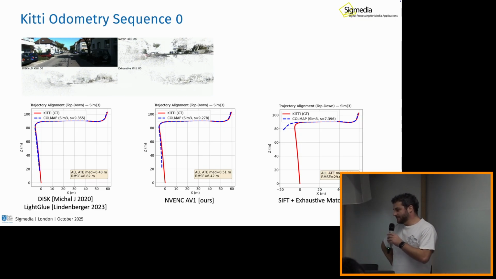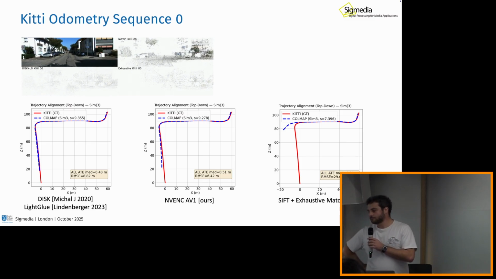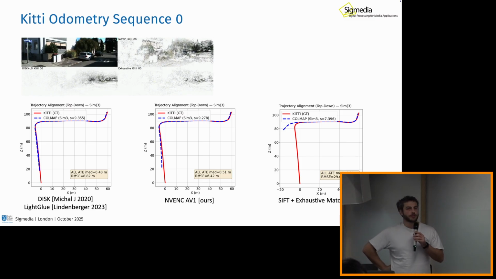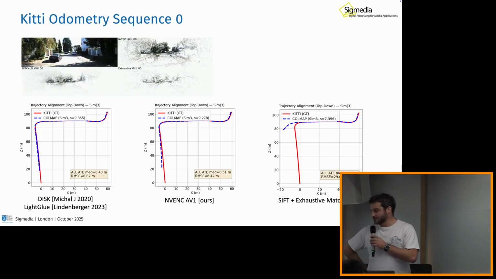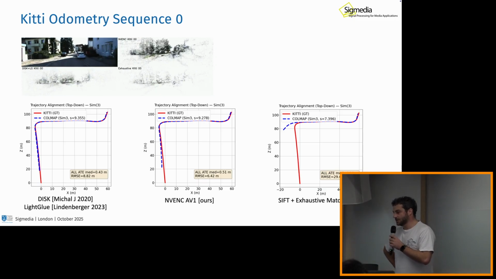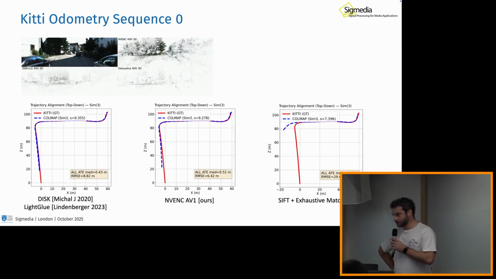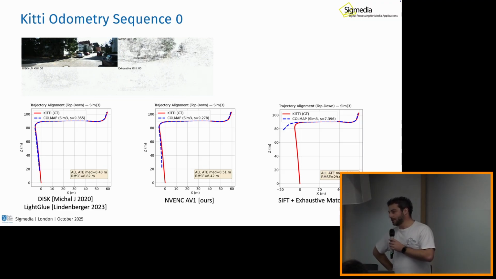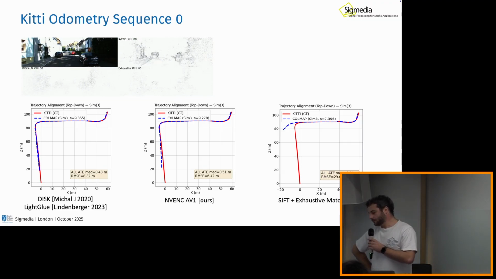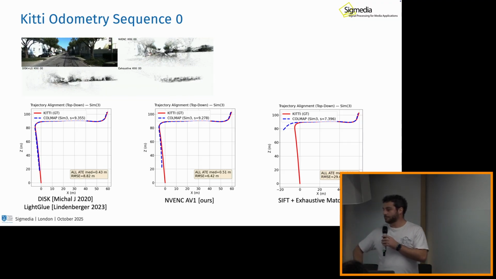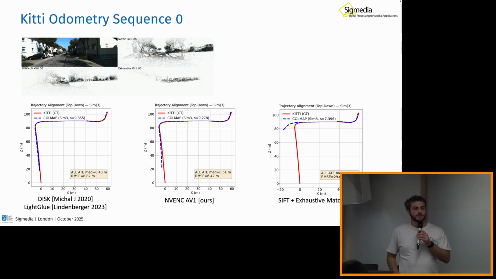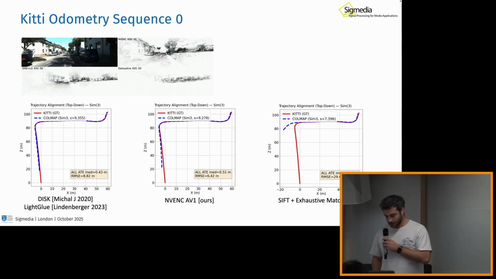So for that specific sequence, we do way better than classic pipeline. Not as good as deep learning technique, but still having really good results with absolute trajectory error median of 0.51 meters, which is quite good.